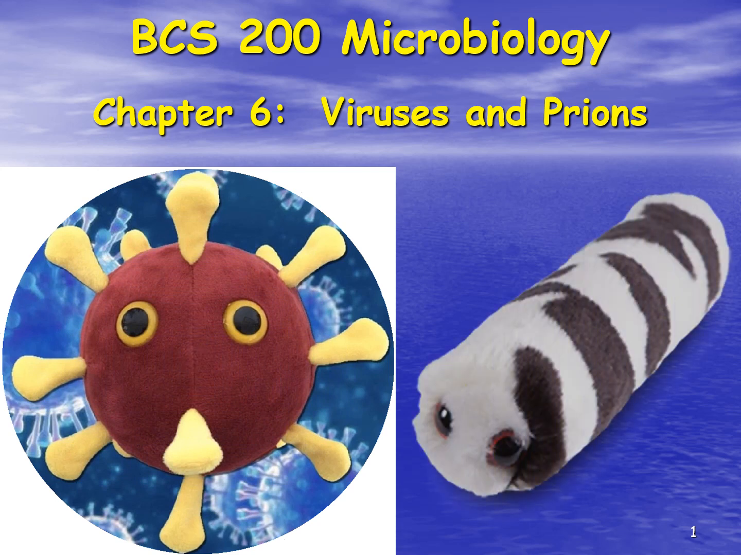And so these are a couple of the giant microbes that we find representing the viruses and prions. This, of course, is our favorite little guy right here, the coronavirus, and this is representing bovine spongiform encephalopathy, one of the major prion diseases that we see.